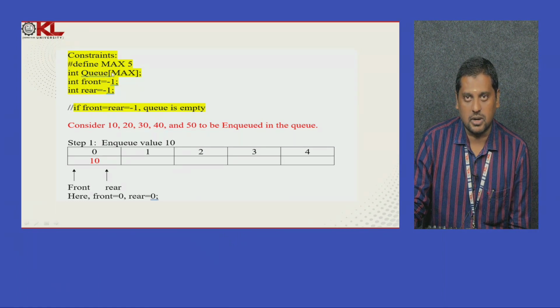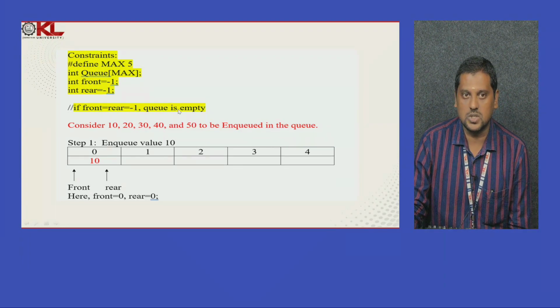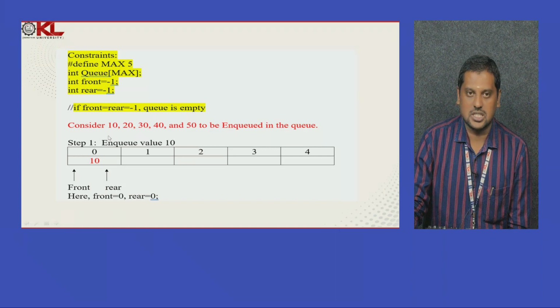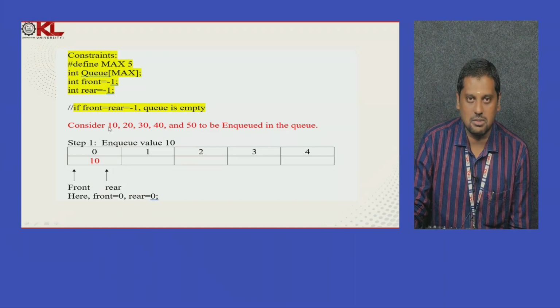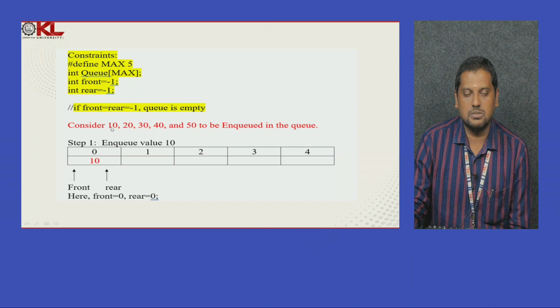My queue array is an integer array, that is why I am taking it as integer here. Initially I don't have any value in the queue, so front and rear should be -1, which indicates my queue is empty. Now what is the task I am going to do here? The example I am going to discuss is taking the values 10, 20, 30, 40 and 50. These 5 elements are to be enqueued in the queue.